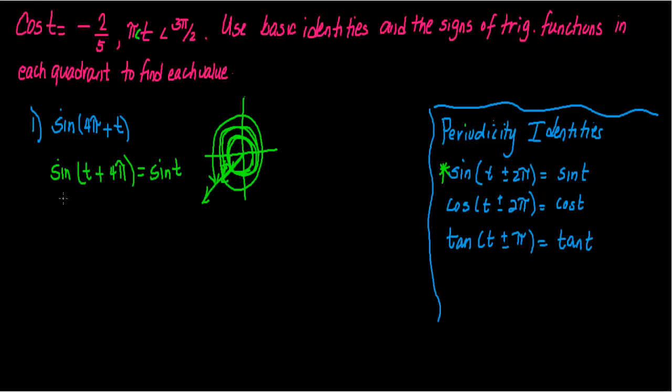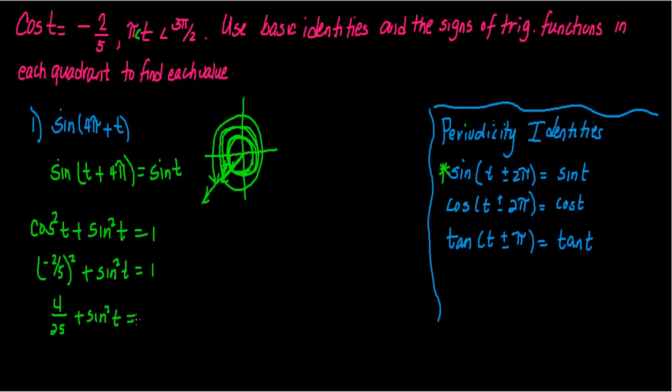So what is sine of t? I don't know what sine of t is. I have to look for it. I have enough information to look for it, and I can use basic identities, and the one I'm going to use here is cosine squared of t plus sine squared of t equals 1. I'm going to substitute the value given for cosine, and I'm going to solve for sine just like we did in the previous video. This becomes 4 over 25 plus sine squared of t equals 1.